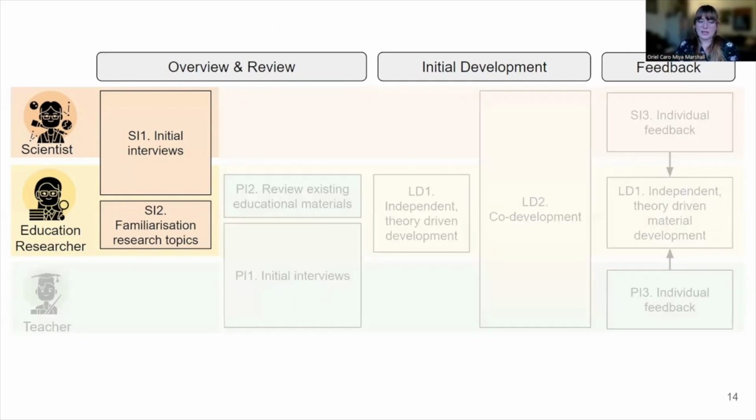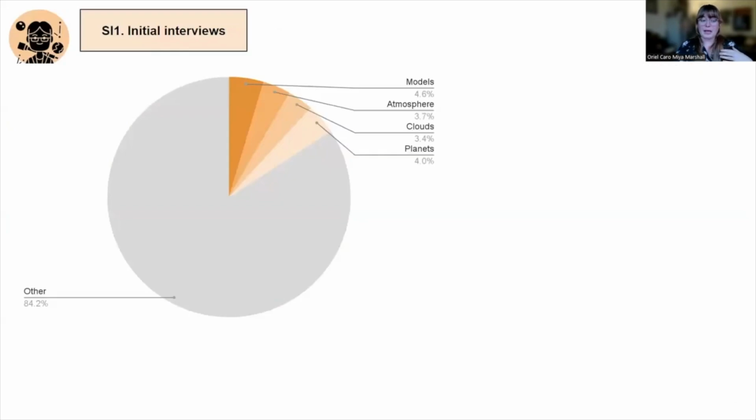First, we'll look at the initial interviews and familiarization with research, where this is the initial collaboration between the scientist and myself. We had interviews with each of the 13 scientists, and I haven't done the full analysis that I'm going to show here. I'm just going to show you a very broad overview. So we coded all of the notes from these meetings, and the topics that came up the most often with the scientists were models and simulations, atmosphere, clouds, and planets, which makes sense given the topics of this network.